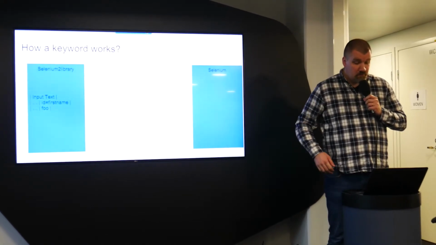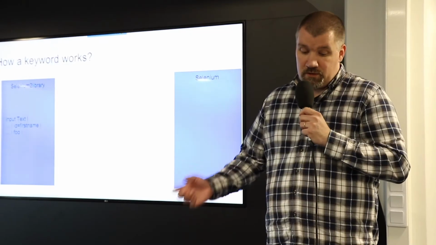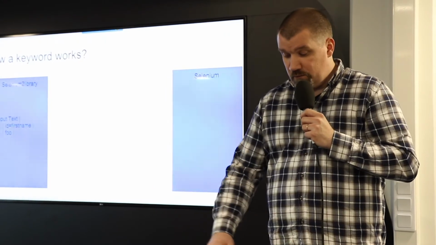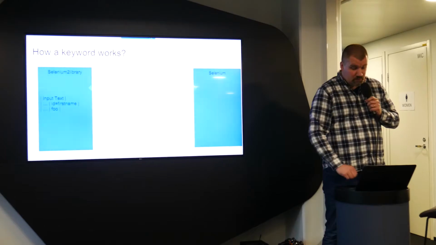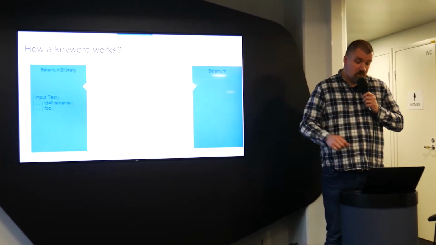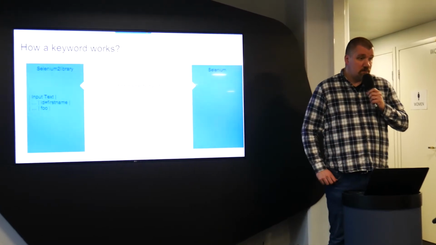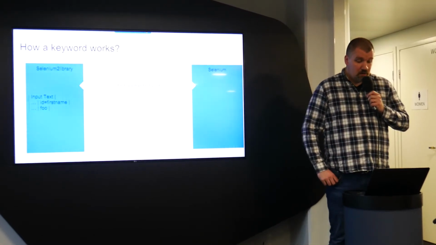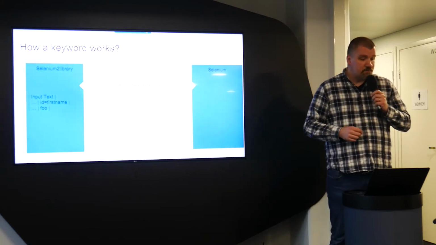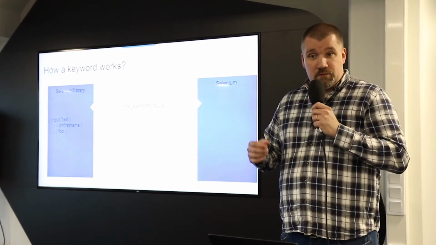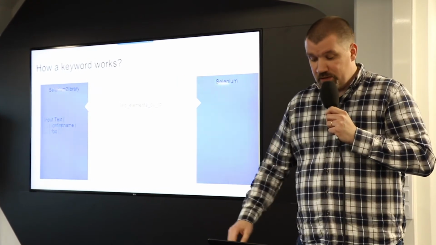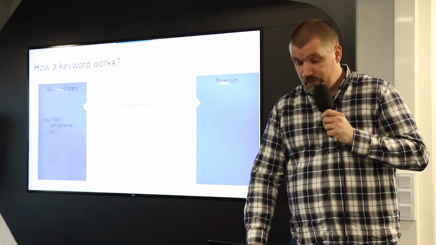Here in this example, we have an Input Text keyword, which uses an ID with the value first name, and it will send the text foo to the browser, or to Selenium. What SeleniumLibrary does when you execute that keyword is that it finds the elements with the find elements by ID method, and then Selenium returns a list of elements. And the catch here is that SeleniumLibrary will silently ignore everything else but the first element. So it takes the first element from the list and starts interacting with that one.